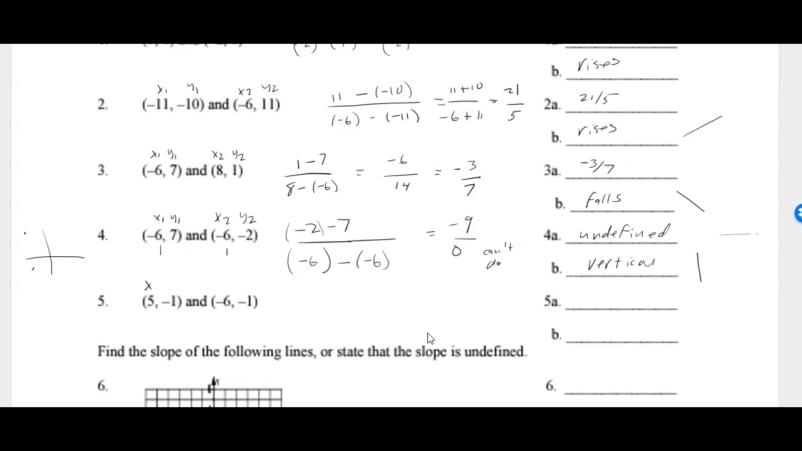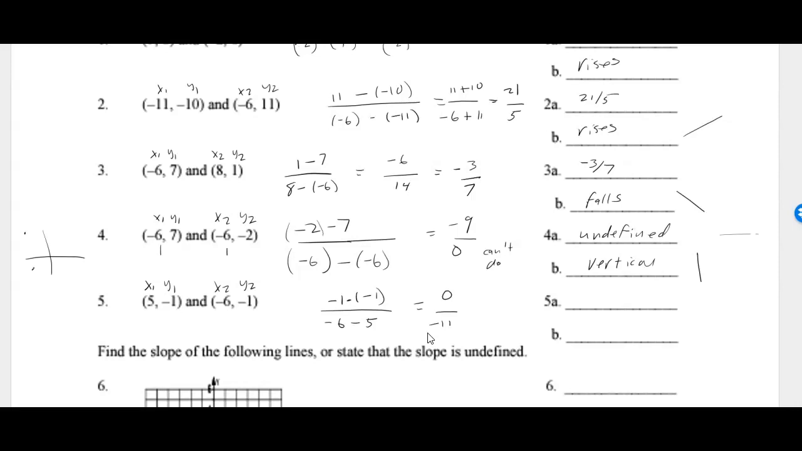Okay, number 5, x1, y1, x2, y2. I have -1 minus a -1, y2 minus y1, and I have a negative 6 minus a 5. So the top, I have a negative 1 minus itself. That's negative 1 plus 1. That's a 0. I get 0 over negative 11.